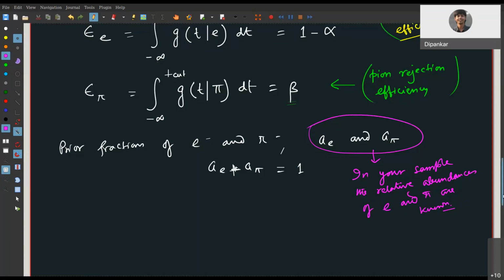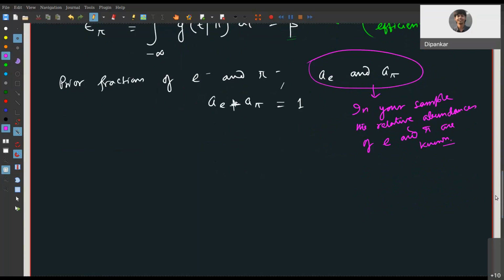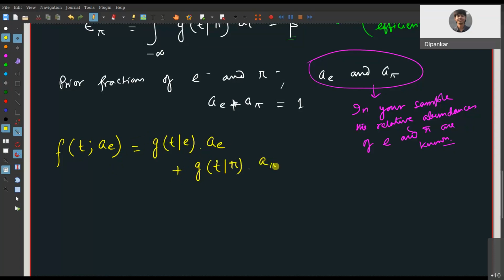Now basically you can construct an interesting probability distribution. You call it the probability of finding t given a value of A_E. That will be, first of all, the probability of finding t given it's an electron times the probability of finding an electron, plus the probability of finding t given it's a pion times the probability of finding a pion, right?